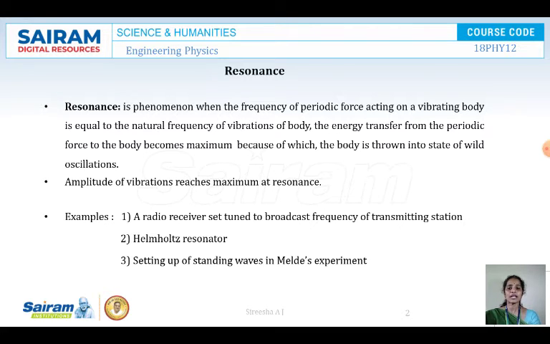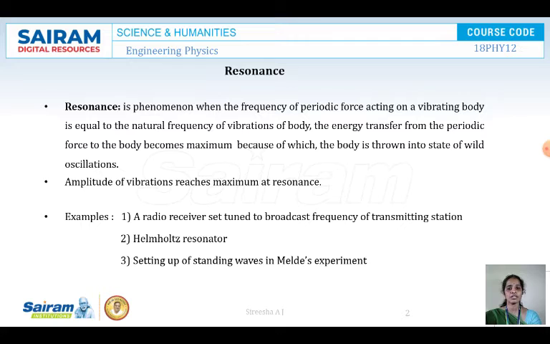So the examples are nothing but a radio receiver set tuned to the broadcast frequency of the transmitting station. That is what I told you. The radio receiver set, that is your mobile, when you set the frequency to 93.5, if you go with 93 you cannot hear, if you go with 94 you cannot get it. Only if it is exactly 93.5, then the broadcast frequency of the transmitting station and the receiver set of your mobile match, and there will be a large amplitude where you can hear the voice. So this is the best example for resonance.